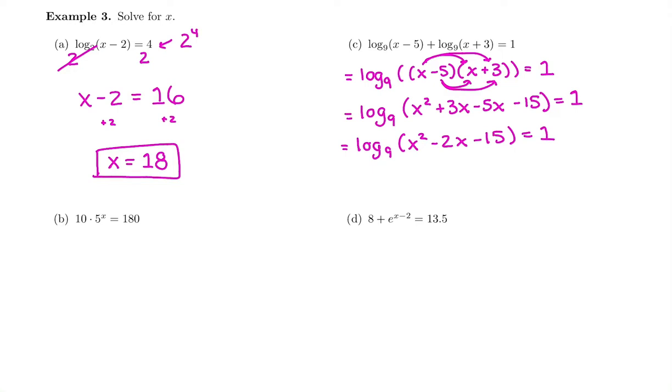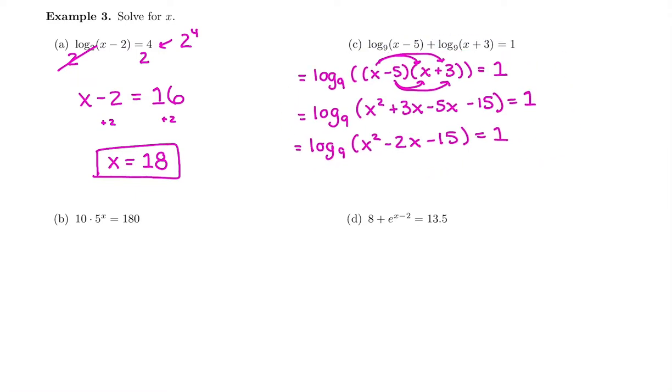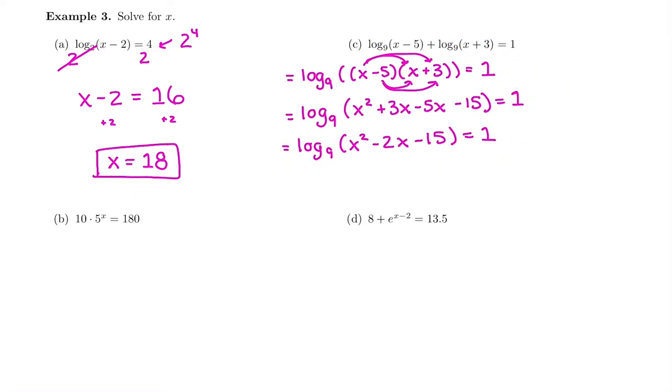So now I am going to use base 9 to cancel out with that log base 9. So I'm going to do base 9 of both sides. 9 to log base 9 cancels. So that's going to give me x squared minus 2x minus 15 equals 9 to the first on the other side. 9 to the first is 9.